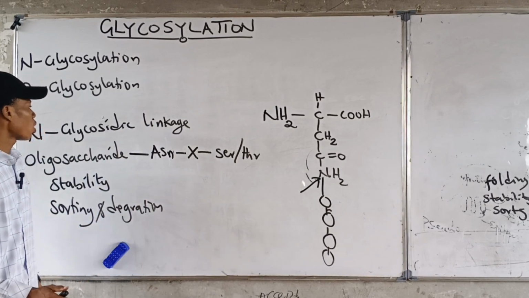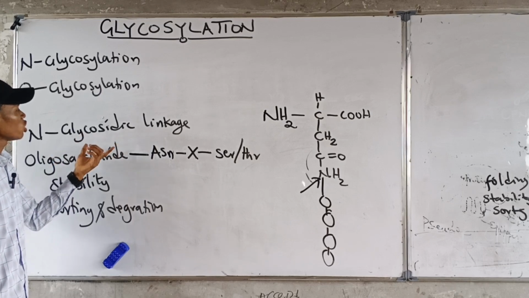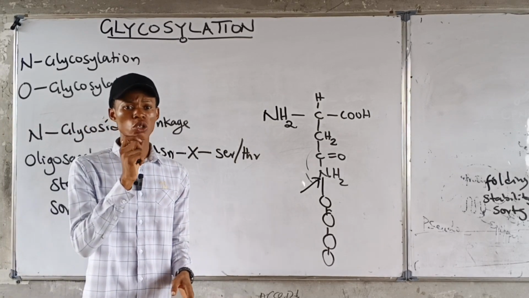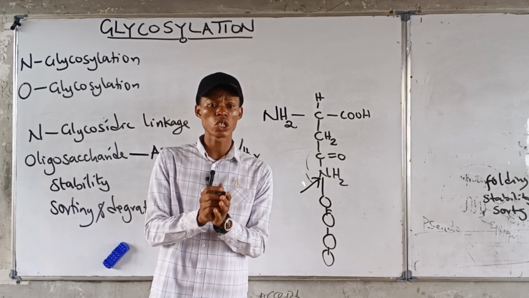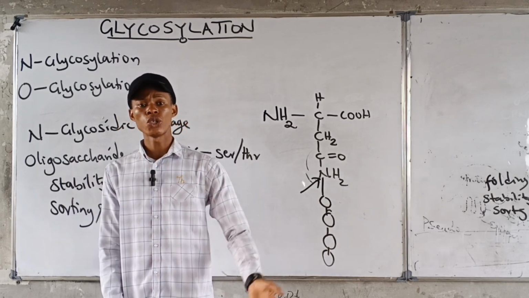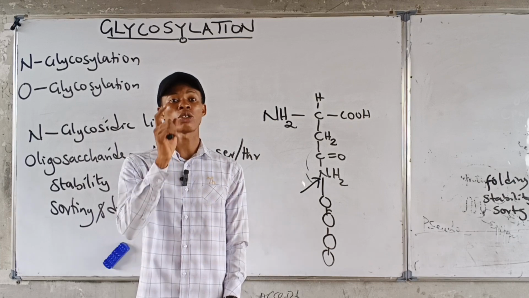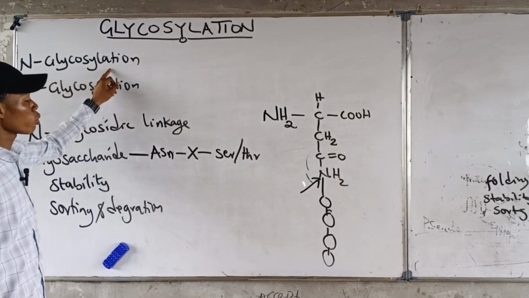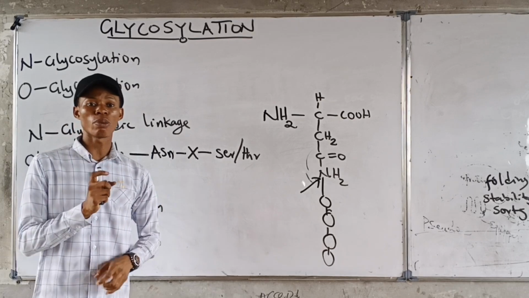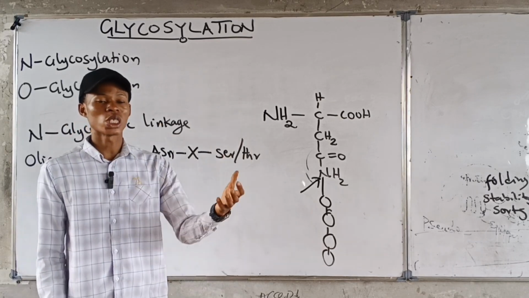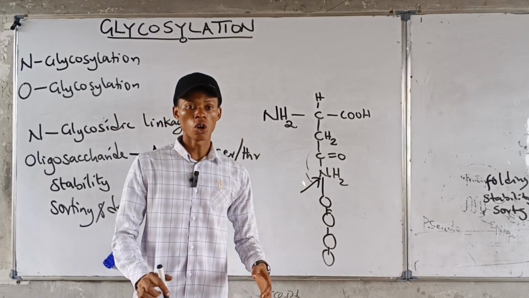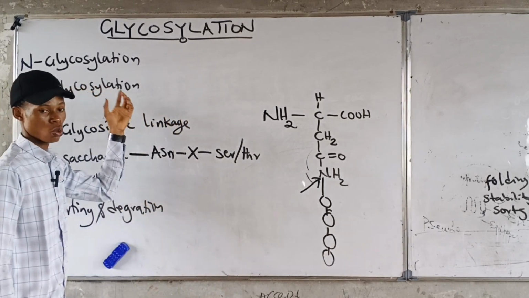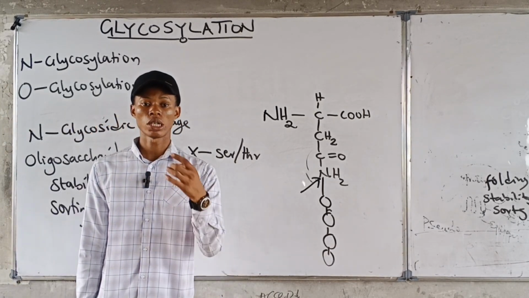Alright, now this N-glycosylation takes place in the endoplasmic reticulum. So it starts in the endoplasmic reticulum and it continues in the Golgi apparatus. Please take note, that's very, very important, that the synthesis, or the N-glycosylation process, begins in the endoplasmic reticulum and continues in the Golgi apparatus. All right, so that's that about N-glycosylation. We're going to look at O-glycosylation now.